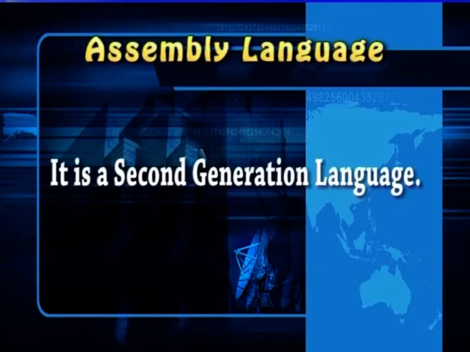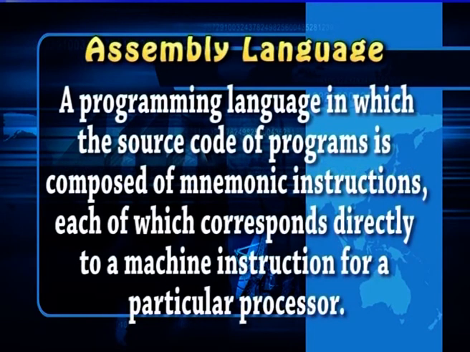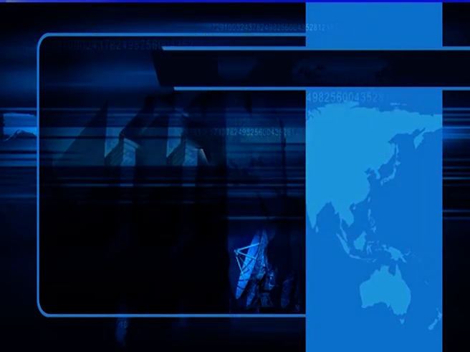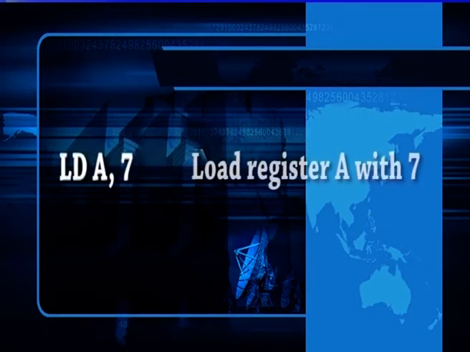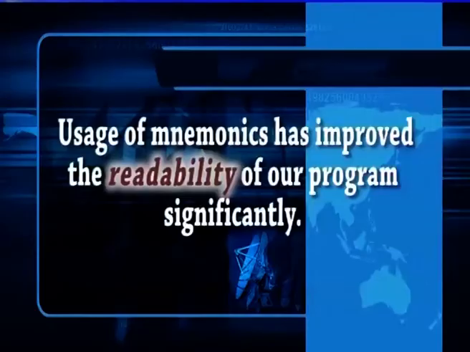Assembly language is a second generation language, a programming language in which the source code of a program is composed of mnemonic instructions, each of which corresponds directly to a machine instruction for a particular processor. In the example, we have LDA 7. That means load register A with 7. It is clear that the usage of mnemonics has improved the readability of our program significantly.